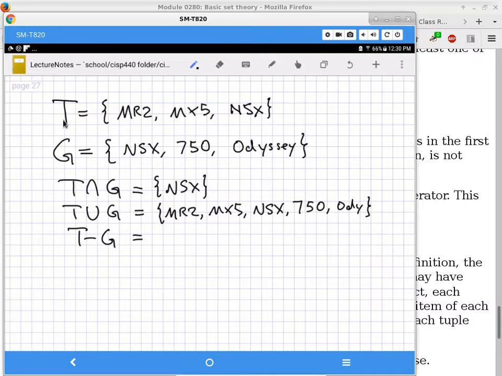What about T minus G? The difference. MR2 and MX5. Exactly. So the intersection should not appear here. So that would just be MR2 and MX5 because NSX is common. Wait a minute, what about the rest of it? T minus G would be everything in T but not in G. MR2 is in T but not in G. Cool. MX5 is in T but not in G. Cool. NSX is here too, so we do not include it in T minus G. And if it was reversed, it would be 750 and Odyssey. So G minus T is going to be 750 and Odyssey.